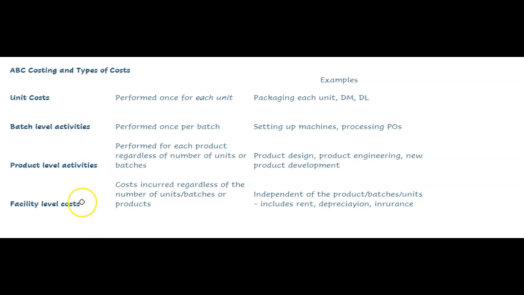All right, and then the last one is facility level, and think of these as costs that we incur even if there are no batches or units or any products at all. Okay, they help sustain the facility. So that would be rent, depreciation, and insurance.